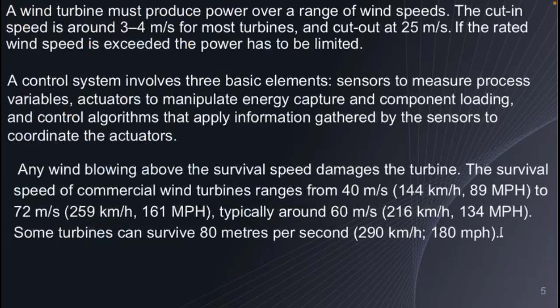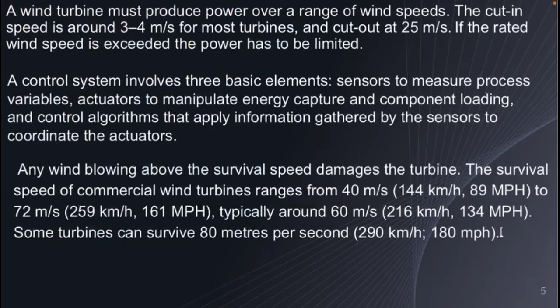A control system involves three basic elements: sensors to measure process variables, actuators to manipulate energy capture and component loading, and the control algorithms that apply information gathered by the sensors to coordinate the actuators.